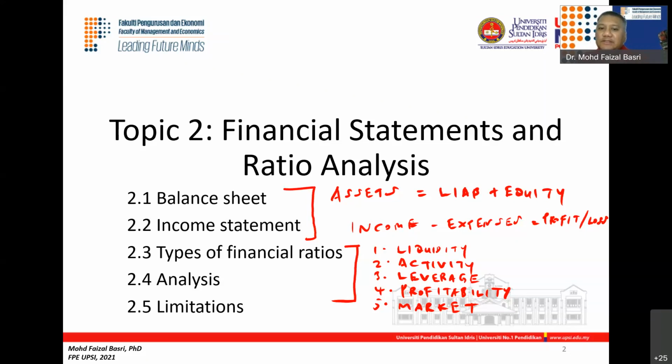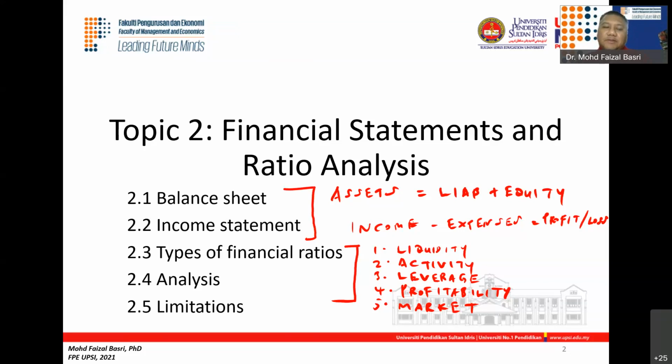For number 2, activity, this is just to see their efficiency or effectiveness in managing their assets. That's why, besides activity, they are also known as effectiveness ratios or efficiency ratios. Basically, it is how they utilize their assets in order to generate sales usually. So under activity there are a lot of ratios that relate certain types of assets to generating sales.